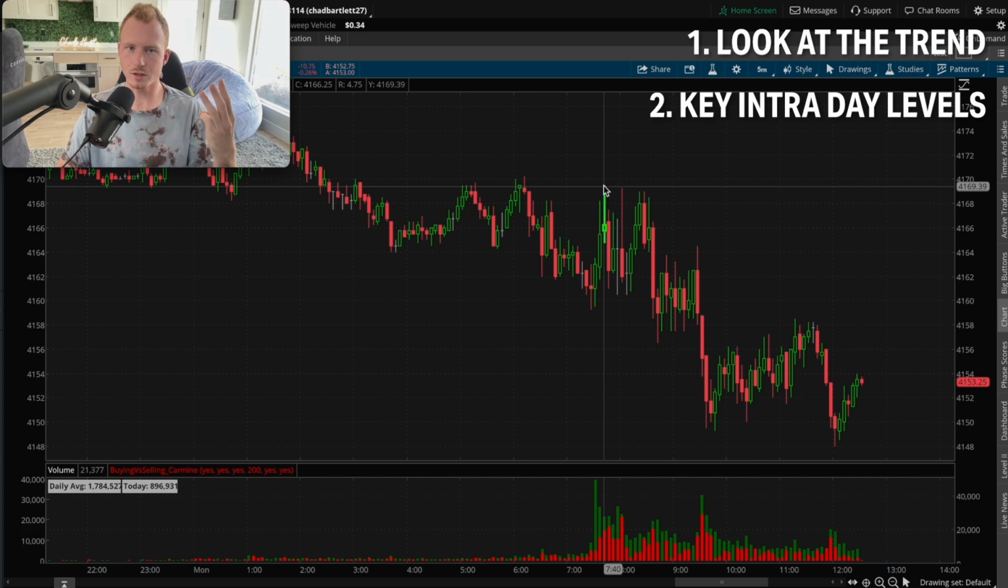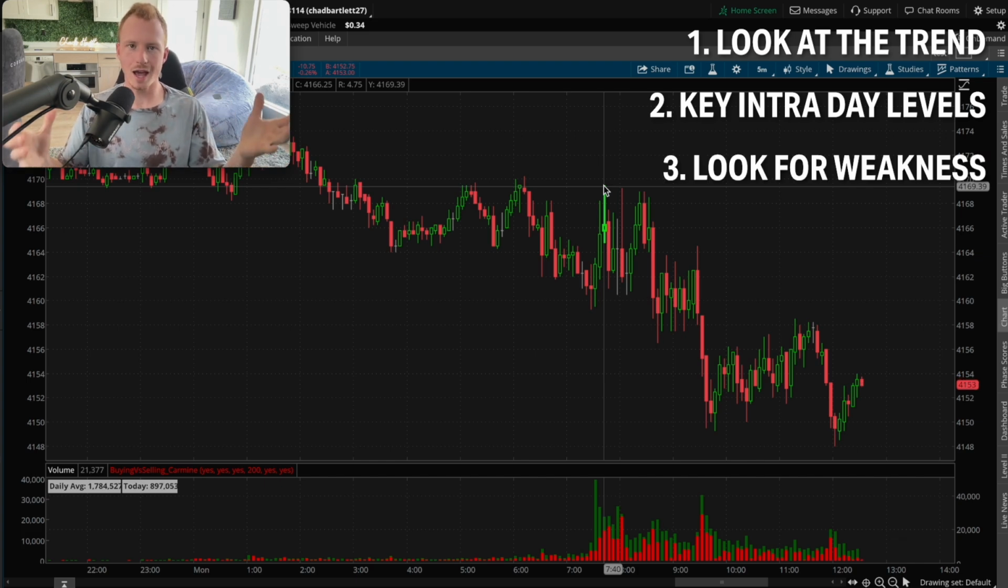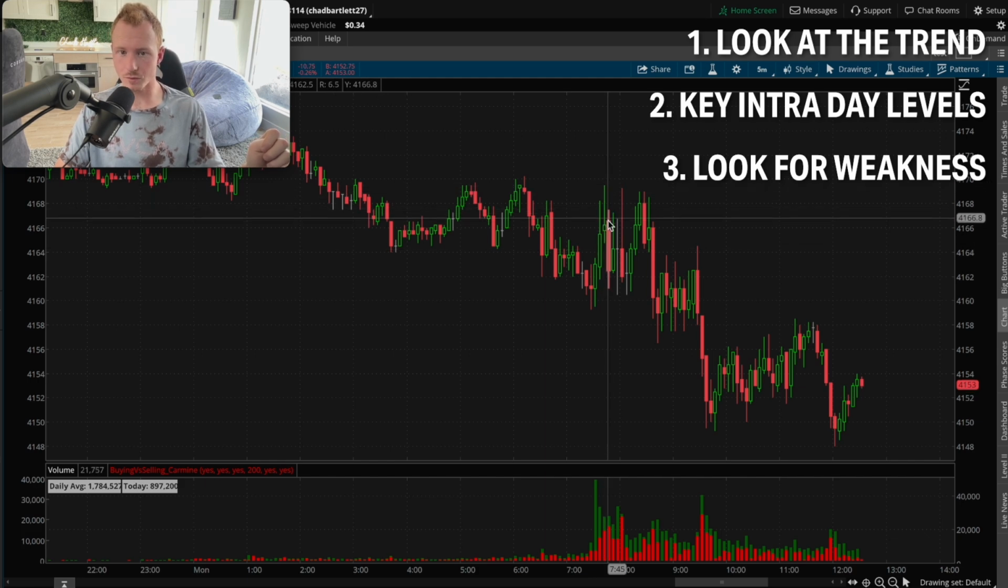Now, the third thing I do is look for weakness at that key level that goes along with the trend, right? So again, I know I'm only shorting, right? We're at a key level. Previously, it showed weakness because of these wicks, right? Every time we got up here, sellers stepped in. We have these big wicks down. And so when we came up here again, right, this is where I actually entered my position.